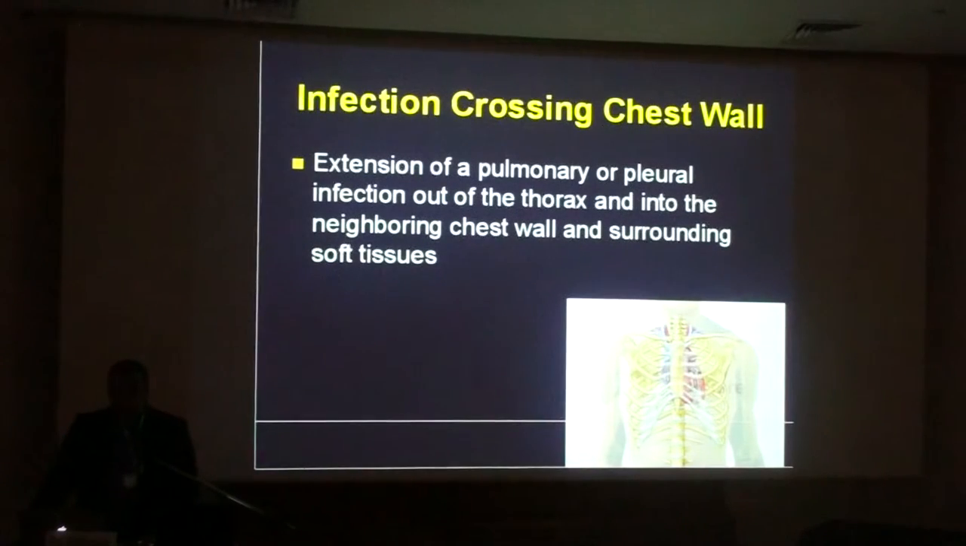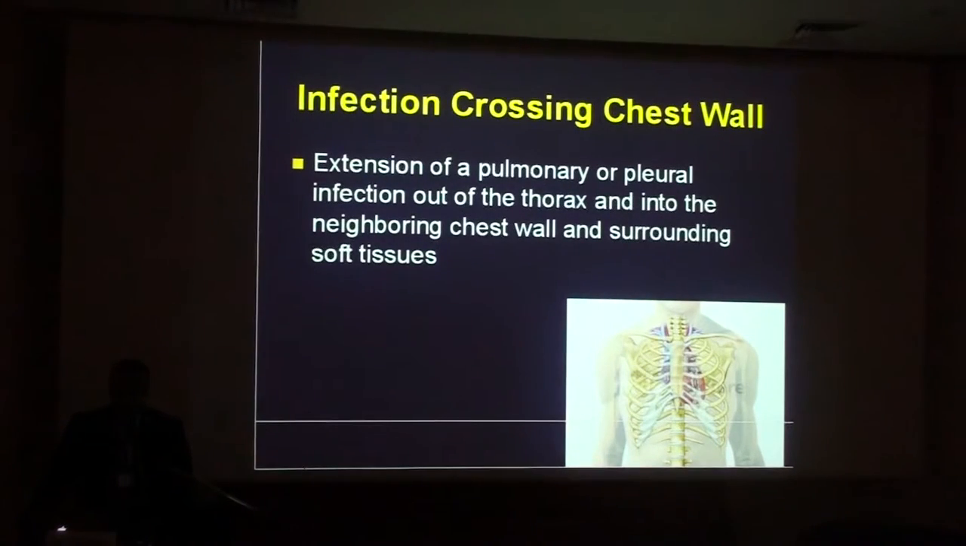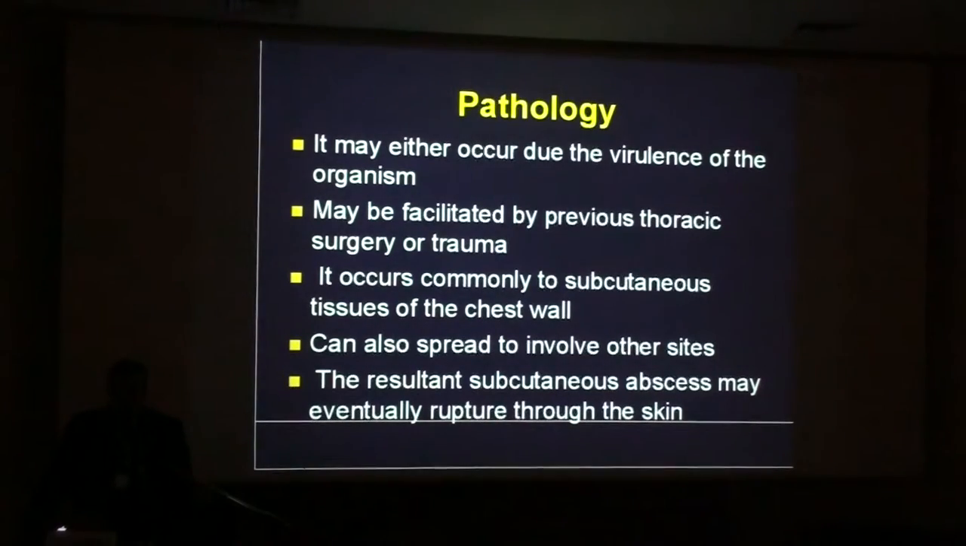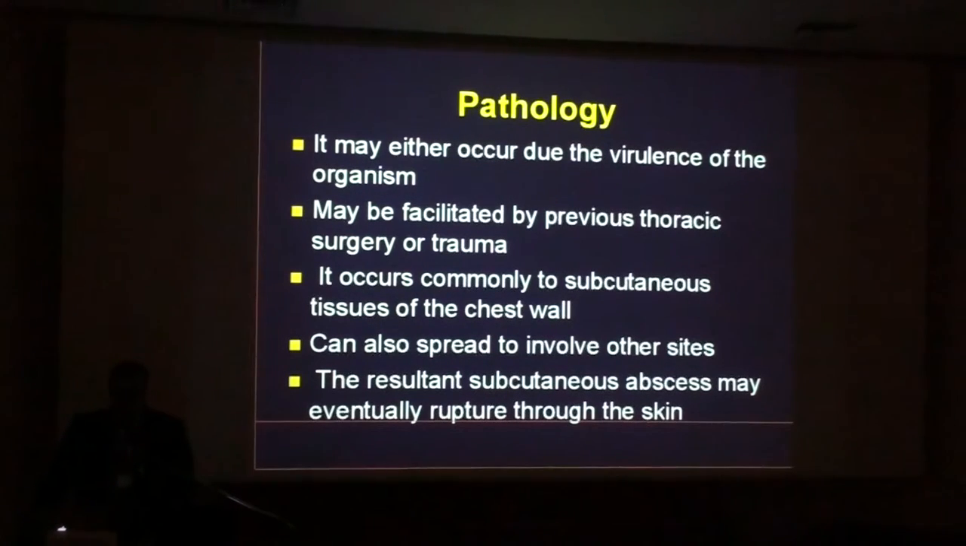So I want to talk about infection crossing the chest wall, which is extension of pulmonary or pleural infections out of the thoracic cavity and into the neighboring chest wall and the surrounding soft tissues. The pathology either occurs due to virulence of the organism, or it may be facilitated by previous thoracic surgery or trauma. It occurs commonly in the subcutaneous tissue of the chest wall. It can also spread involving other sites, and the result is abscess or rupture through the skin.